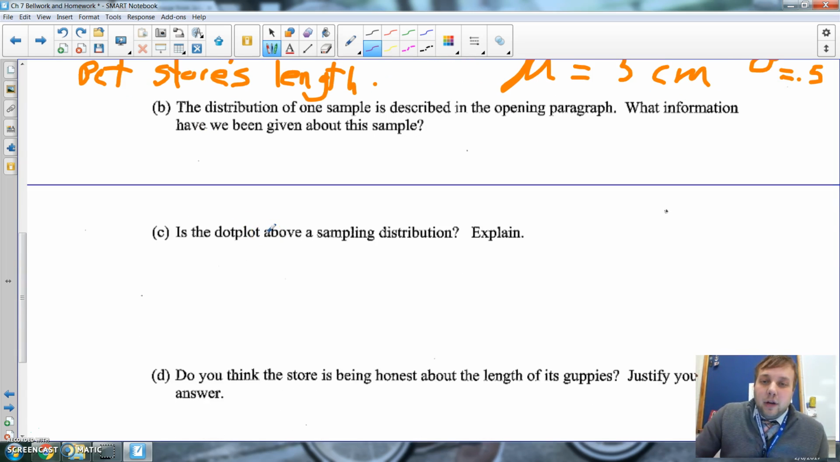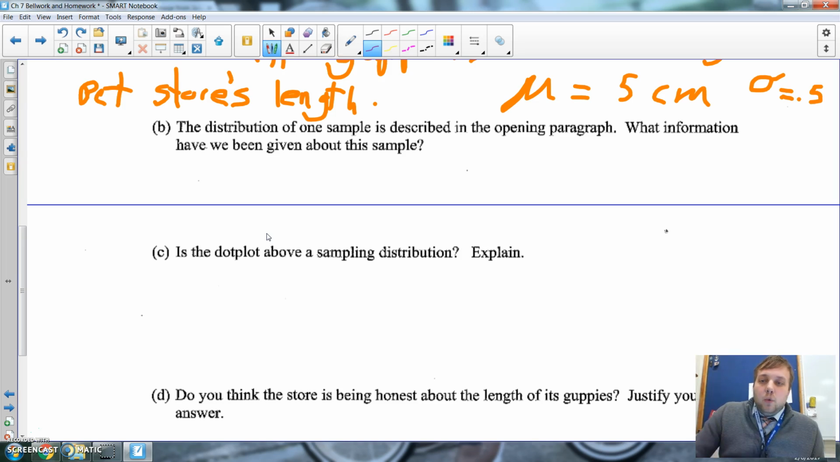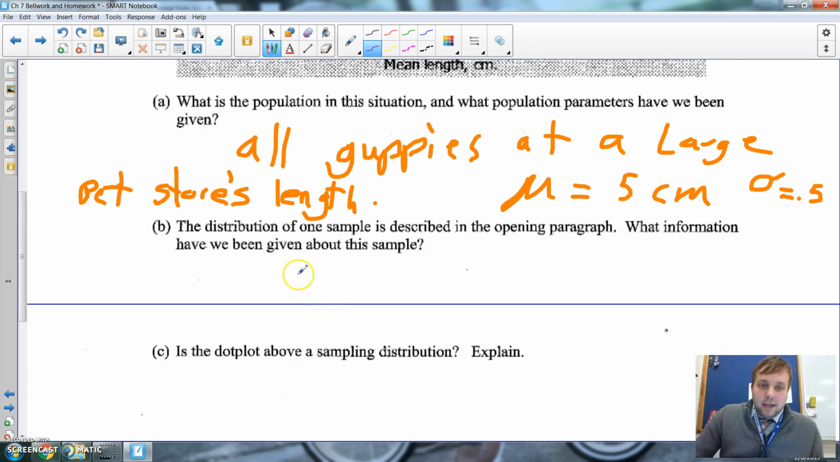Distribution of one sample is described in the opening paragraph. What information have we been given about the sample? Well, I already wrote it out, that the mean of our sample is, I wrote it above, 4.8. I barely turned that one around. Wow, that actually didn't turn out too bad. Alright, and I think that's it. There's no standard deviation or any of that kind of stuff. Our sample that we got was 4.8.